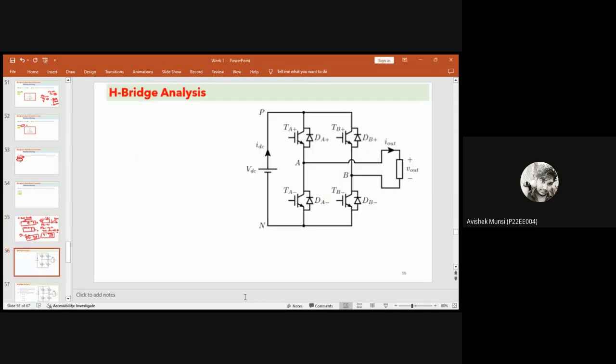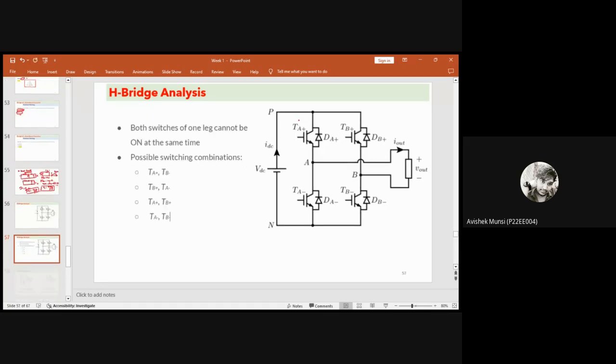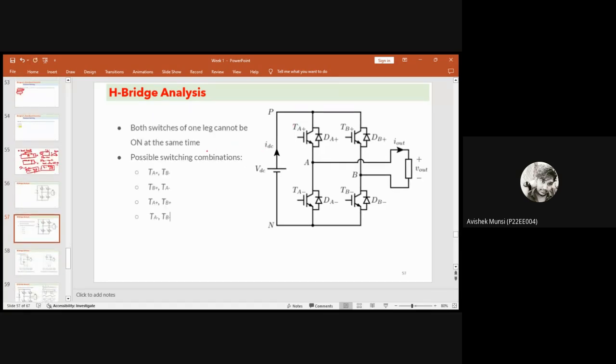In case of H-bridge analysis, you see that there will be 4 switches. This is an IGBT, but you can use a MOSFET also. Fine, so you have 4 switches. The possible switching combinations: if the upper 2 switches are on, the path will be like this, so the current will not be able to flow that way, right?